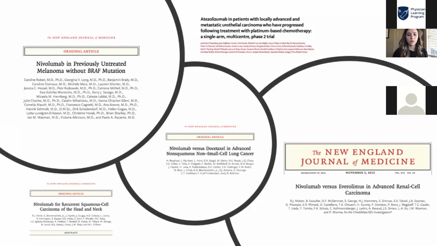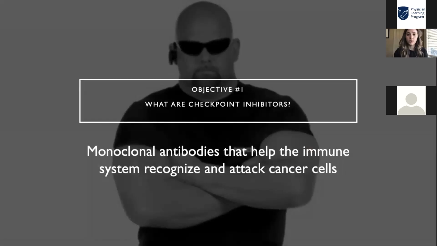Subsequently, RCTs involving a multitude of different checkpoint inhibitors again demonstrated substantial anti-tumor activity. And this has led to their approval and then use in Canada for 14 different cancers, including, again, metastatic melanoma, non-small cell lung cancer, renal cell carcinoma, squamous cell carcinoma, and urothelial carcinoma. So as a review of objective number 1, checkpoint inhibitors are monoclonal antibodies designed to ensure underage teenagers don't get into the bar, aka they're drugs designed to help the immune system recognize as well as attack cancer cells.